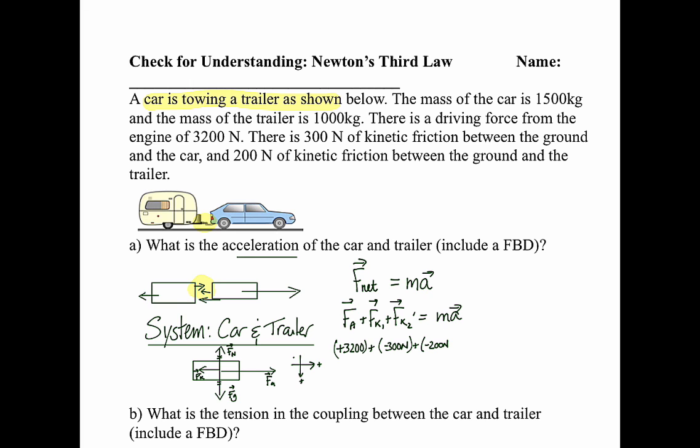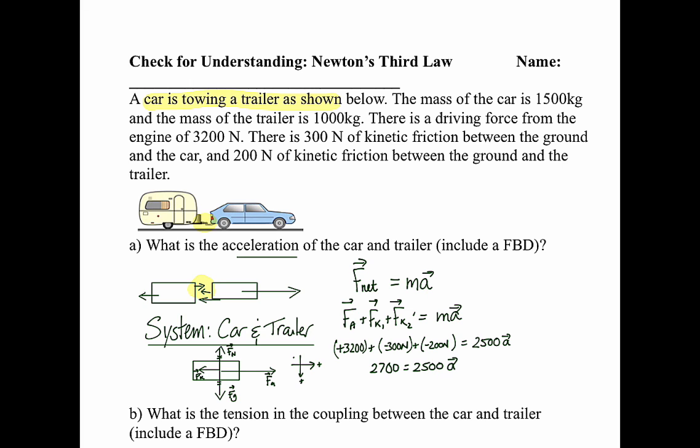So that's our forces, and that's going to equal m, the mass. The mass is the whole thing, so 2500 kilograms times a. A is the unknown quantity, that's what we're trying to find. So if I do 3200 plus negative 300 plus negative 200, I'm going to get 2700 equals 2500 a.